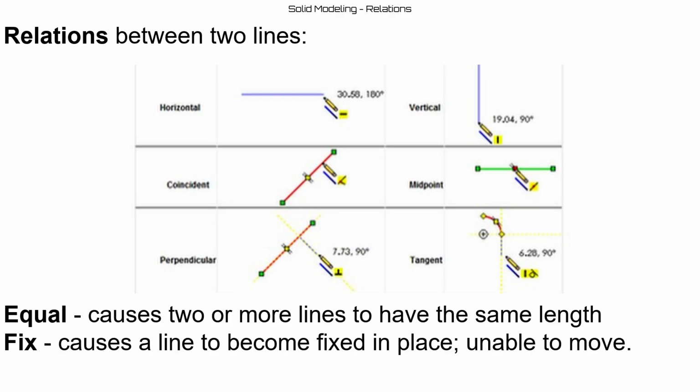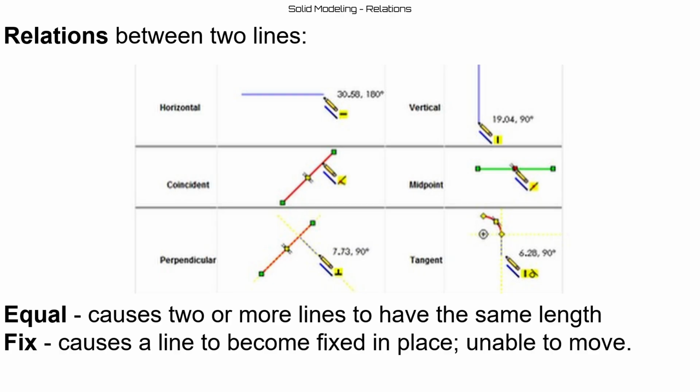Midpoint, which will place a line at the midpoint of another line. For instance, in that picture, the line that is currently being drawn is located at the midpoint of that horizontal line. Perpendicular will make two lines at a 90-degree angle to one another.